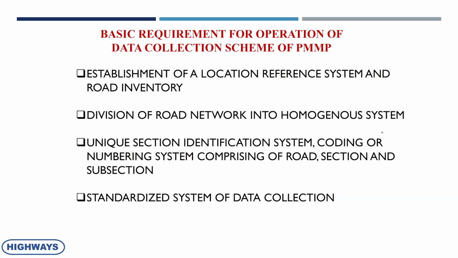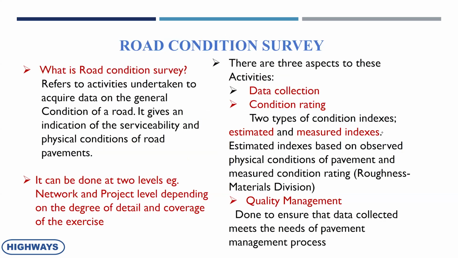peculiarities like the surface types. You look at the width. So if you were rating the road and then the width changes, then you break the road into a homogeneous section. Then you carry on with the next section. So every section was given an identification number and then a code. And then we standardize the system for data collection subsequently.